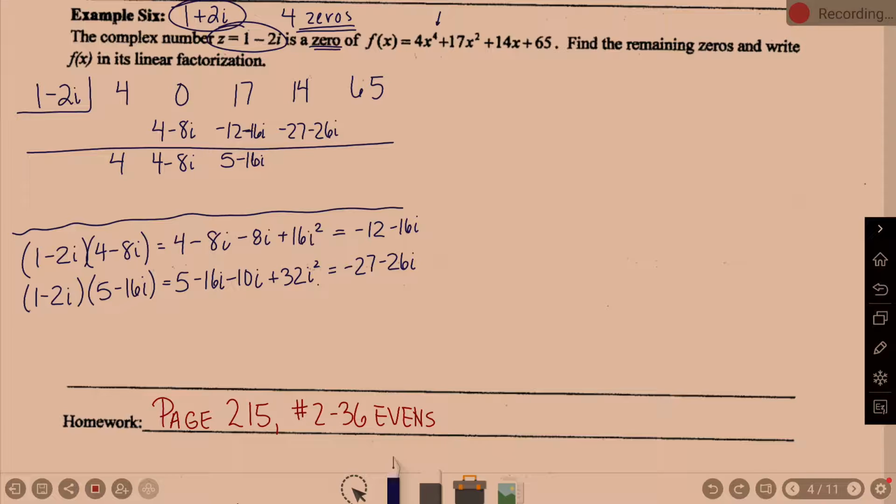We all good otherwise? What's our next step? We're going to have to add, right? 14 is a whole number, so it adds to be with the negative 27. 14 and negative 27 should be negative 13 minus 26i. And one last time, we need to FOIL. So I'm FOILing 1 minus 2i times negative 27 minus 26i. Last FOIL.